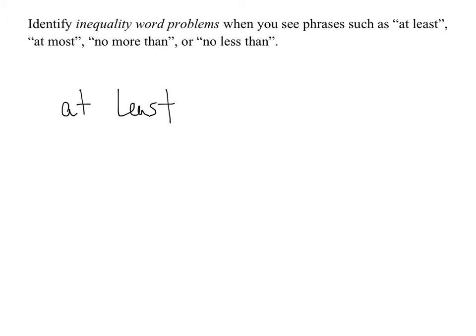If I said, I need at least $6 to have lunch today, I could have $7, that'll work, right? I could have $8, but at least 6 means greater than or equal to that amount. At most means the opposite, so it means less than or equal to. No more than. That's a good one. No more than.